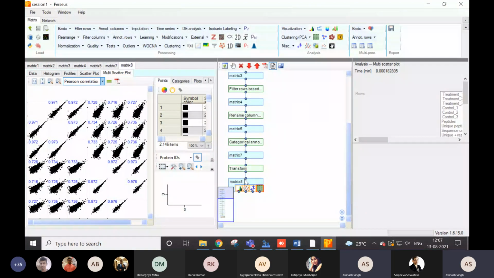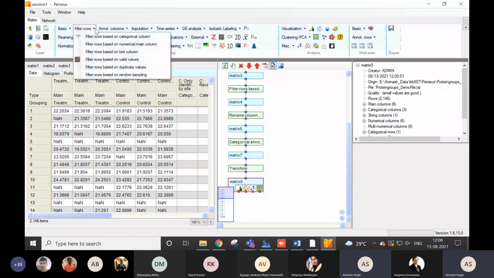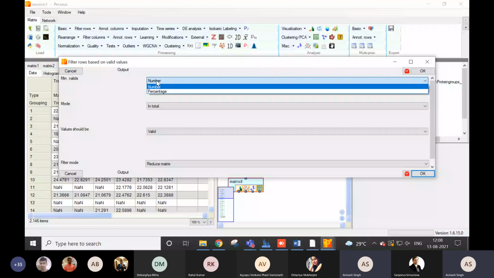Okay. So after doing the transformation, now we will go for a filtration process. Just before the imputation, you do the filtration process. You keep a 70% criterion for the missing values, so having 30% missing values, we only keep those samples. For that, we go to Filter Rows, and we go for Filter Rows based on valid values. Here you can filter your data by using a number or percentage.